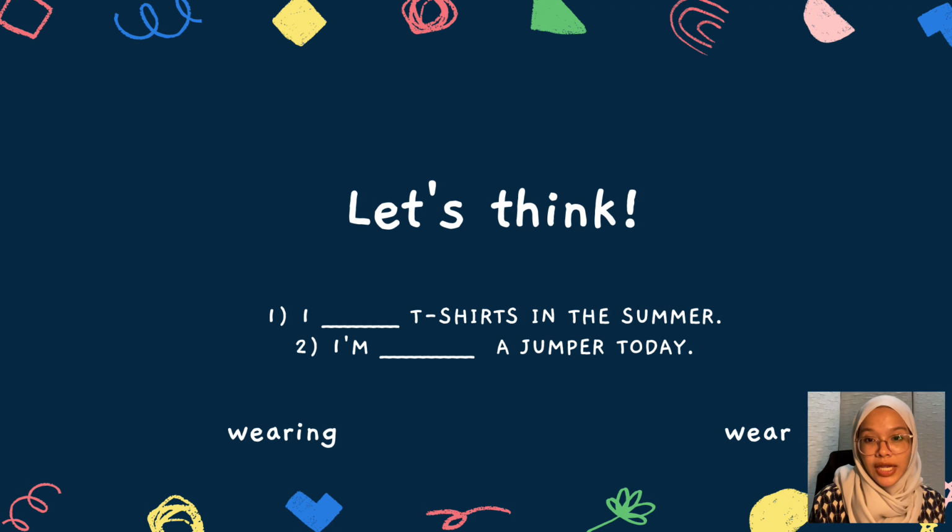Okay, can you tell the difference between these two sentences? For number 1, we use wear because the tense is present simple. So the verb wear is in base form. Meanwhile, for number 2, we use wearing because the tense is present continuous. So the verb wearing is formed by adding ing to it.